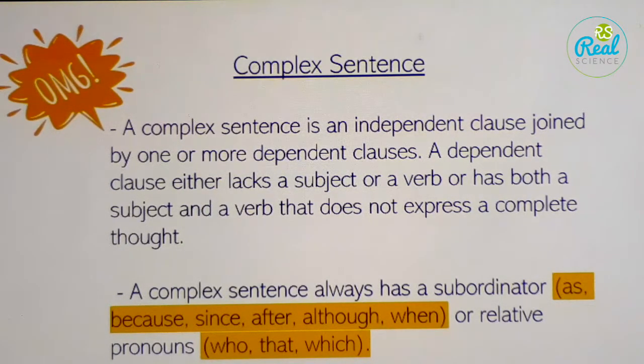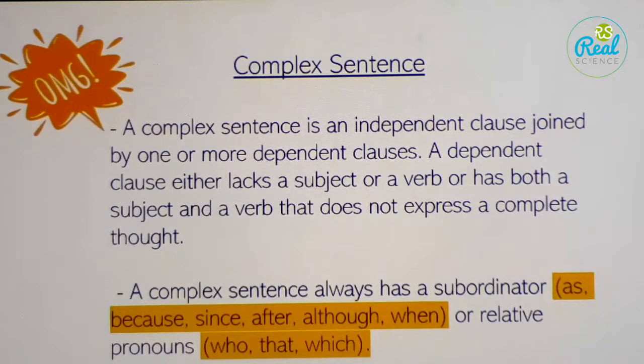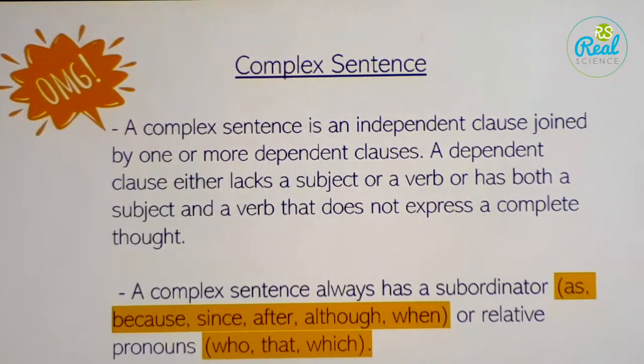A complex sentence is an independent clause joined by one or more dependent clauses. A dependent clause either lacks a subject or a verb, or has both a subject and verb that don't express a complete thought. So these are the words that you should be using in order to make a complex sentence.